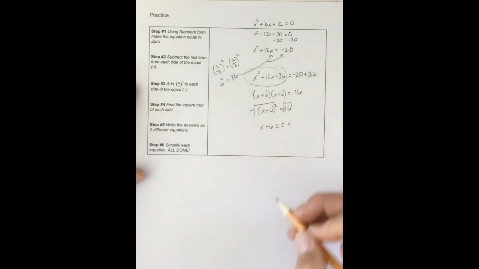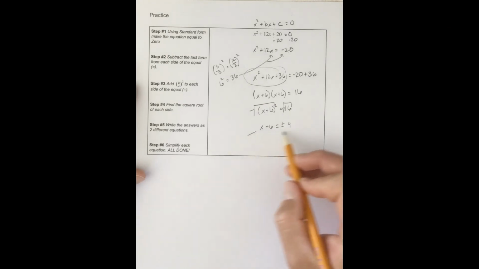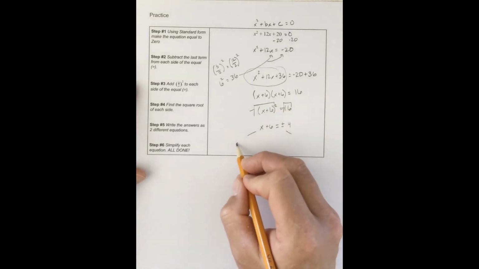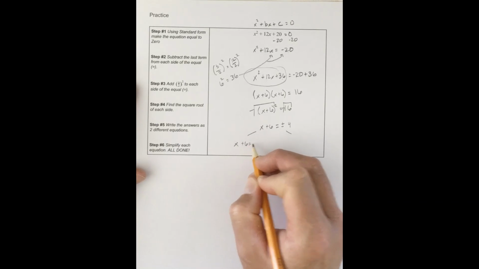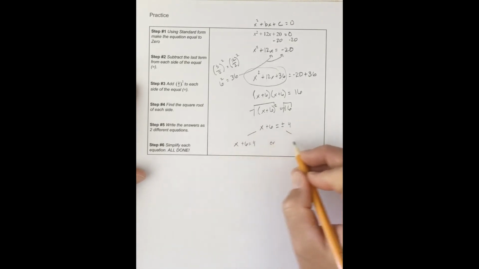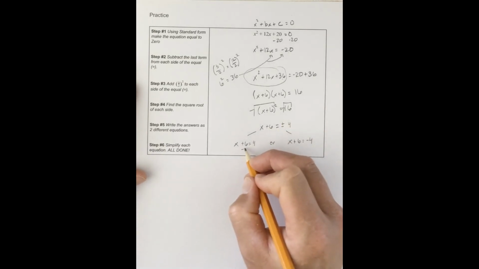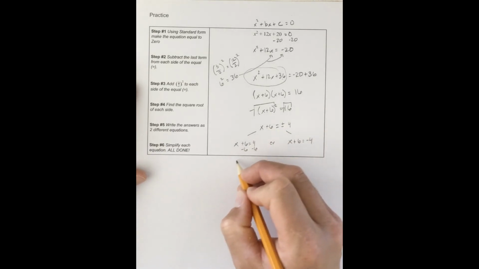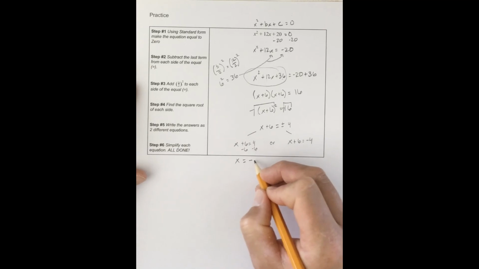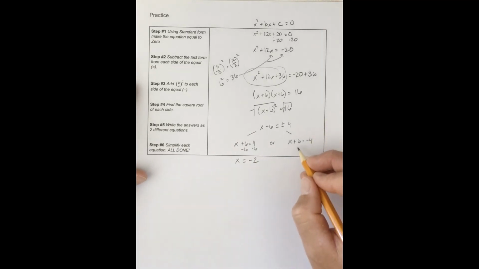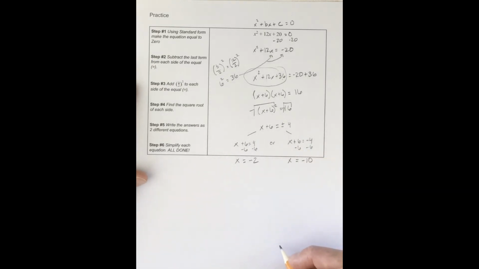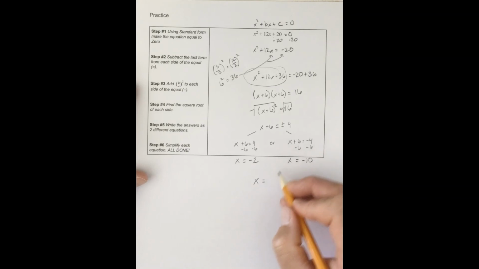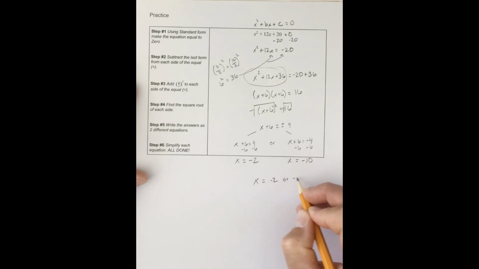So now I split up these two problems to say x plus 6 equals a positive 4, or x plus 6 equals a negative 4. I subtract 6 from both sides. That could be x equals negative 2. Minus 6 from both sides, that could be x equals a negative 10. So x equals negative 2 or negative 10.